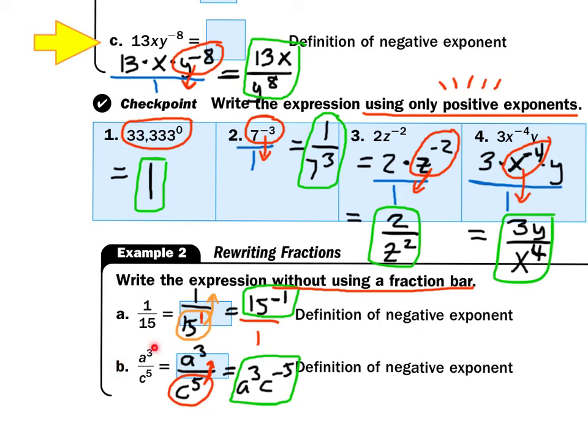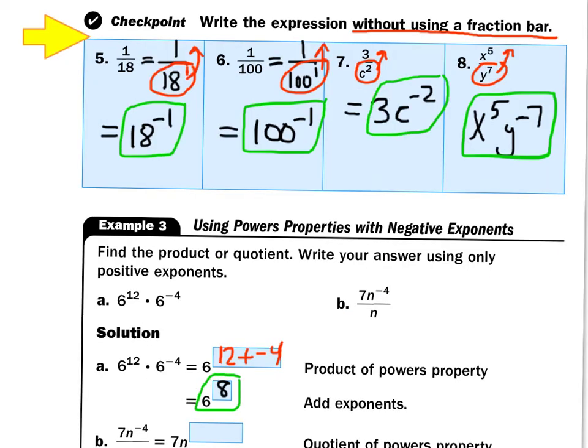Okay, look at B. A to the third power over c to the fifth power. So leave the a to the third power alone, up out of the pool, but now grab c to the fifth power and let them climb out of the pool. So this becomes a to the third power times c to the negative fifth power, because that baby did not want to get out.